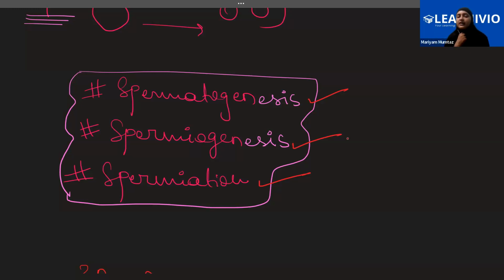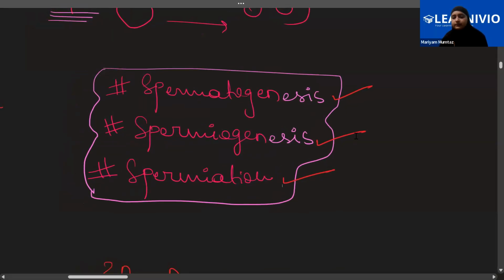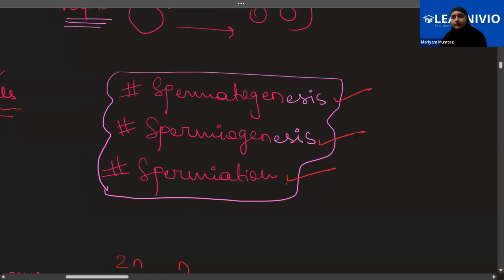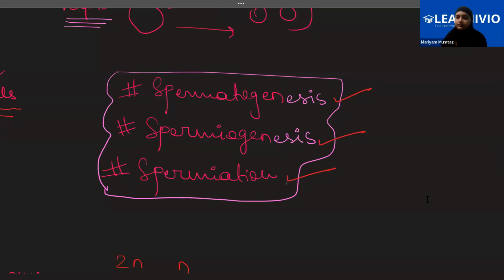Yes. Now, you tell me what is permeation. The final release from the seminiferous tubule. Yeah, that is it. The release of the spermatozoa from the seminiferous tubule. That is permeation. Now, the 3 S's are clear to you people? What is the difference between them? What do they mean?